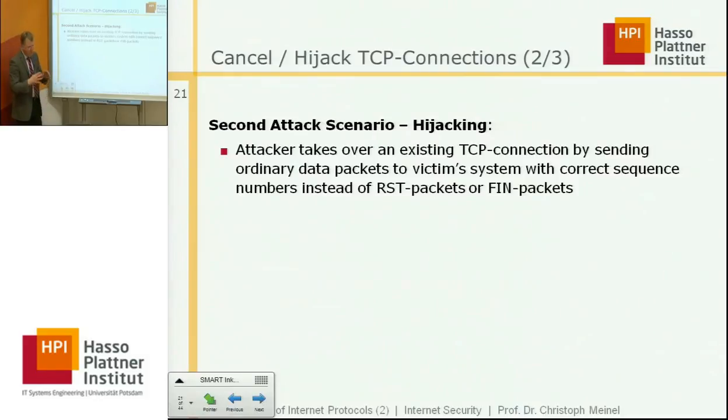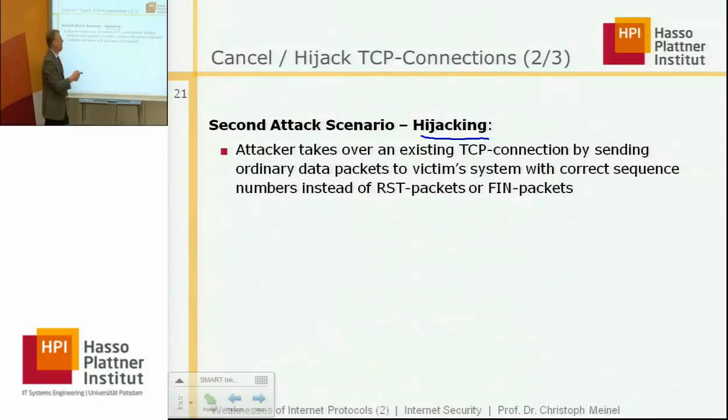The second attack scenario is a little bit more sophisticated, and it helps to hijack a TCP connection. Here, the attacker takes over an existing TCP connection by sending ordinary data packets to victim systems with the correct sequence number. If the victim system receives the packet with the correct sequence number, it takes this as the next packet in the connection.